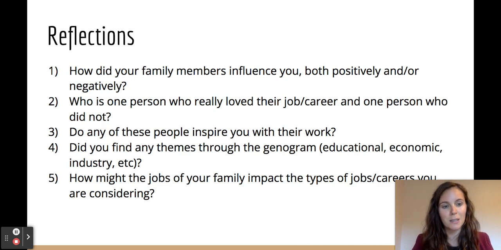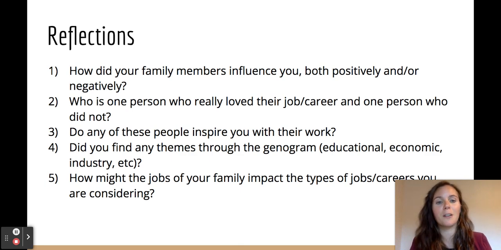When you're done creating your career genogram, you're going to have an opportunity to reflect on some of these questions in written form. And this is really the purpose of this assignment, is to get you thinking about these questions. So, for example, how did your family members influence you both positively or negatively in their career choices? Who's one person who really loved their job or career on your family tree, and who's somebody who did not?